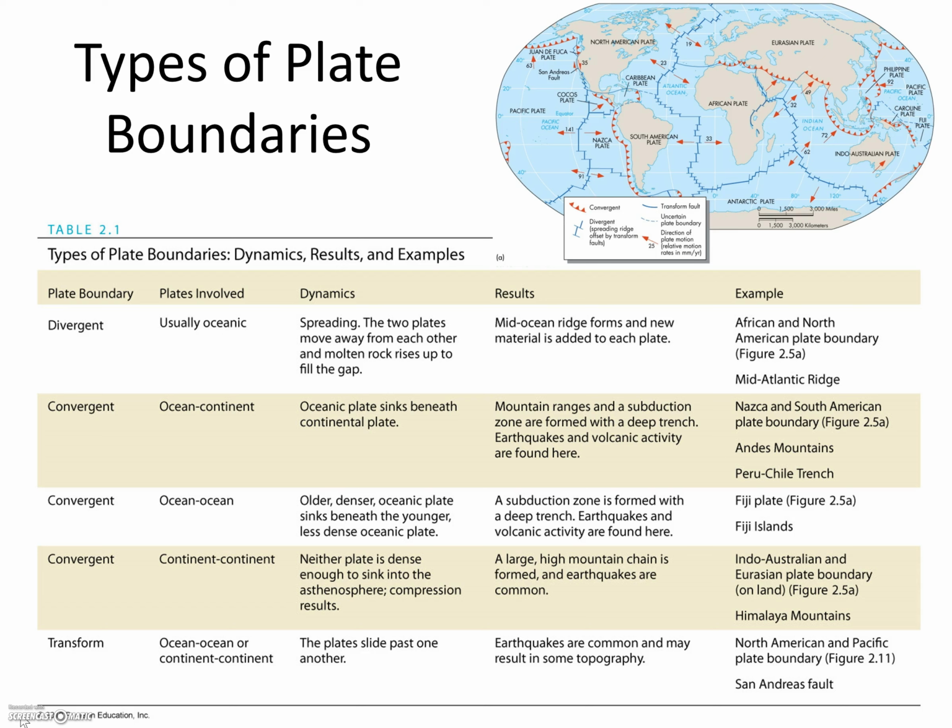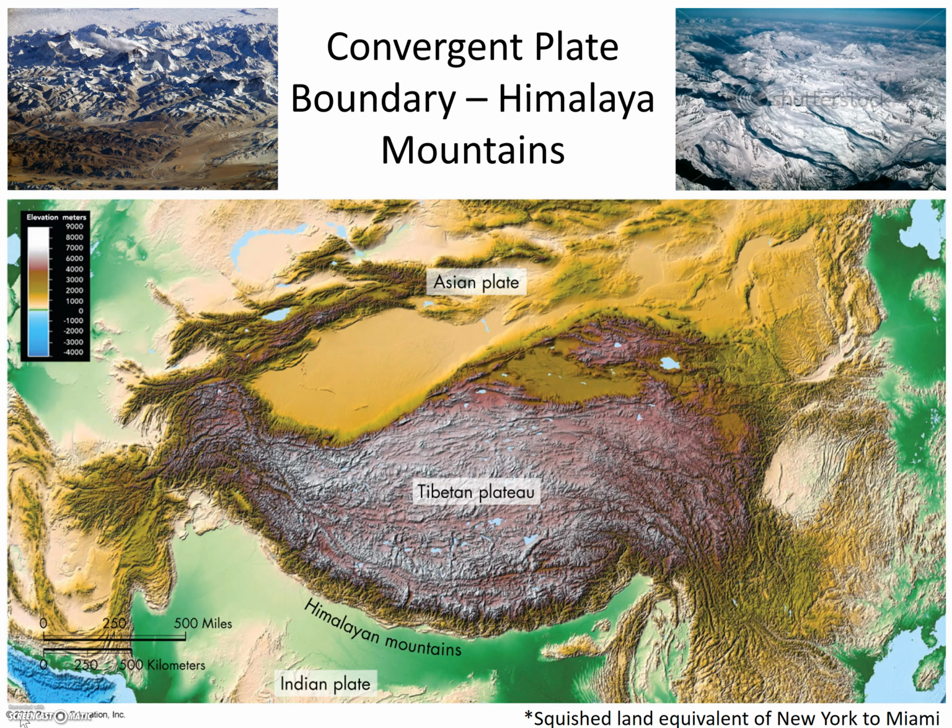Next is convergent plate boundary, continent-continent. Himalaya Mountains. Neither plate wants to subduct, producing our highest mountain range. Can you see the folding and crinkling of the mountain range as the Indian continental plate is reluctantly dragged under the Asian plate?